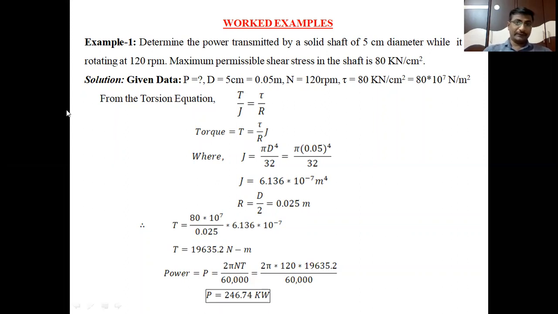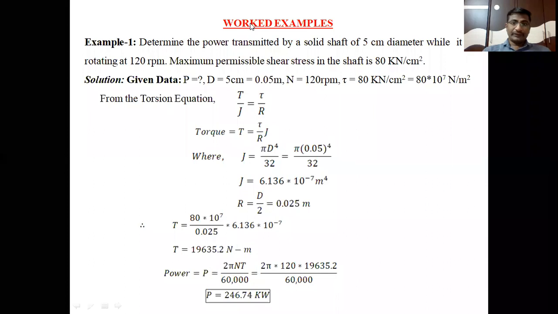If you want to find the power, you should know the torque transmitted or applied on that shaft. So from the torsion equation, we know that T by J is equal to tau by R. The first two parameters from the torsion equation, T by J equal to tau by R. By using this relation, we can find the torque. Torque T equal to tau by R into J, where J is the polar moment of inertia. The given shaft is a solid shaft.